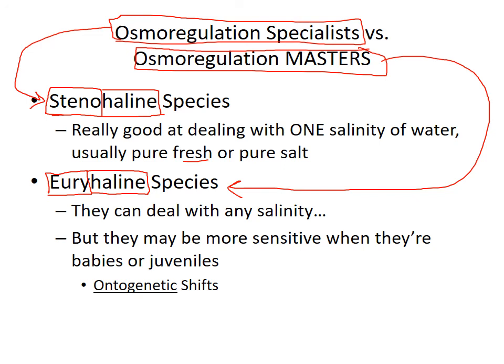The caveat, though, is that these euryhaline species, although they might be able to deal with almost any salinity as adults, could be more sensitive when they're babies or juveniles, or they might have different salinity needs when they're babies or juveniles. And so we call shifts in organisms' behavior or habitat or physiology that happen as they mature ontogenetic shifts. So there can be ontogenetic shifts in the salinity tolerance and environmental needs of estuarine species, and we'll talk about that coming up.